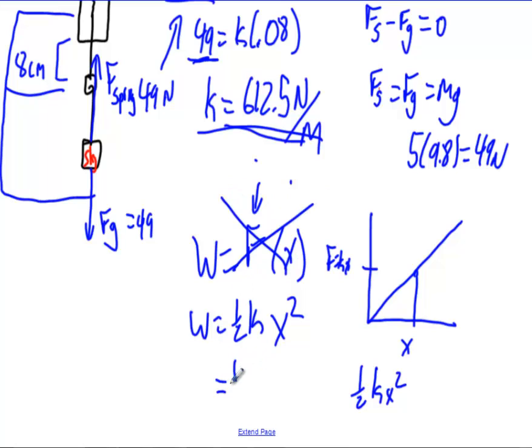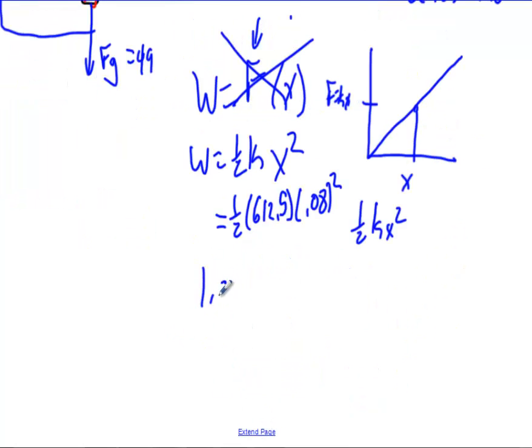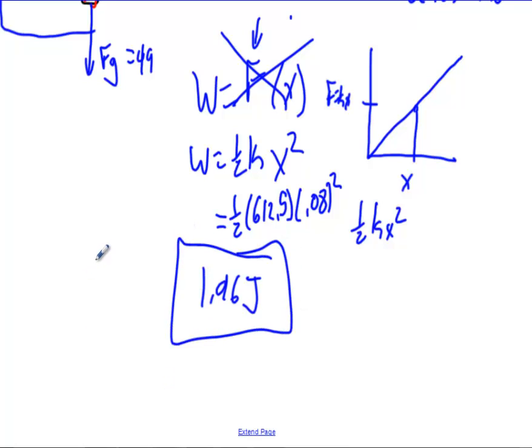So now I have 1/2 times 612.5 times 0.08 squared. When I do that, 612.5 times 0.08 squared, and divide it by 2, I see that gravity's only done 1.96 joules of work. So that's how much energy is actually stored in the spring, 1.96 joules. That's elastic potential energy.